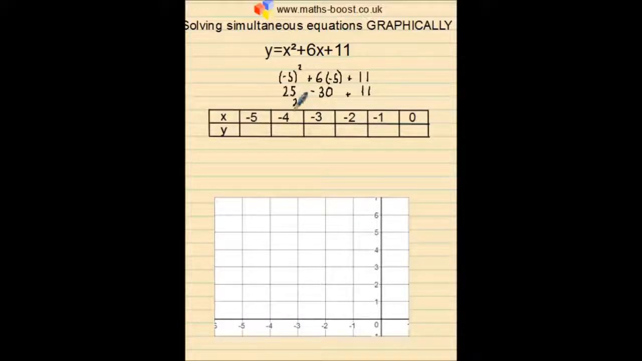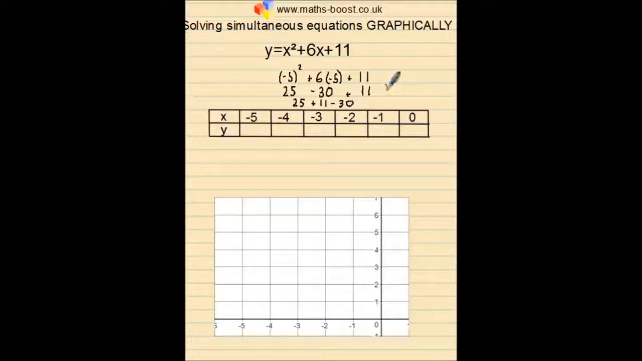Just to make life easy for myself, rather than adding one, subtracting the next, I'll move it around like this. And on a non-calculator paper, it's very important that you employ strategies that mean it's less likely that you're going to go wrong, and this is one of them. Get the additions next to each other. Get that out of the way first. 25 plus 11, 36, minus 30 gives me 6. Very straightforward, but will help you avoid errors.